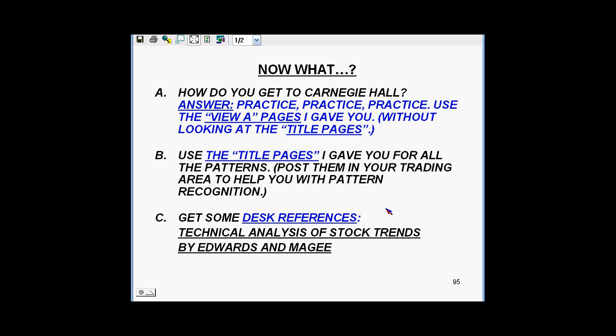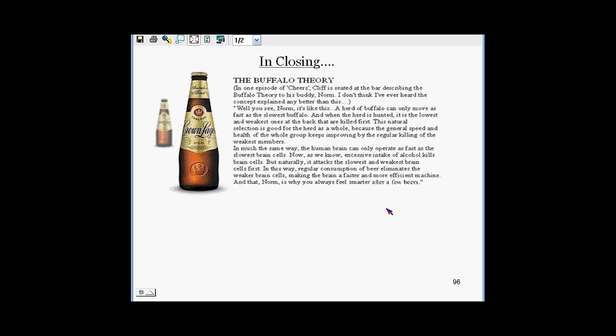So in closing, I want to talk to you about the Buffalo theory. And if you remember the old show Cheers about the bar up in Boston, there was a character there named Cliffy Clavin and his buddy Norm. And Cliffy Clavin told this story of the Buffalo theory that I think you'll enjoy. And Cliff said, well, you see, Norm, it's like this. A herd of buffalo can only move as fast as the slowest buffalo. And when the herd is hunted, it's the slowest and weakest ones at the back that are killed first.